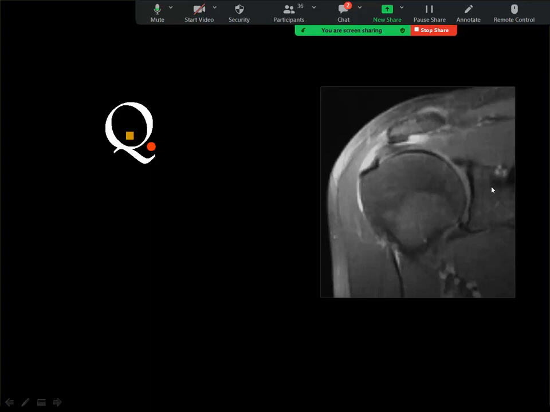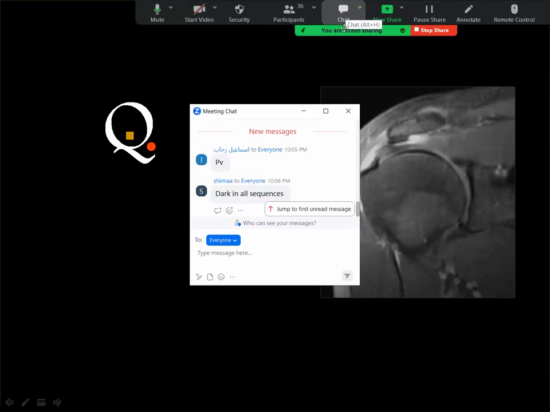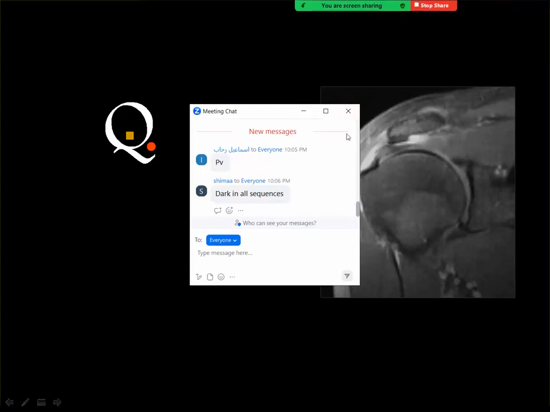This is an MRI of the shoulder, coronal T2 fat sat.